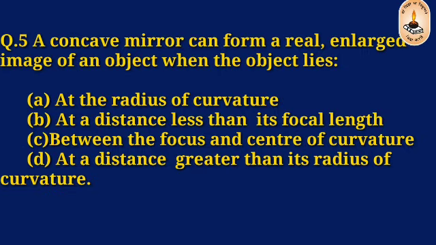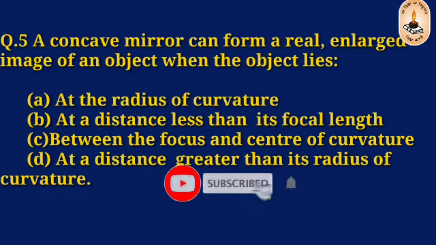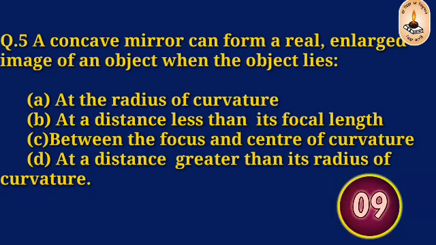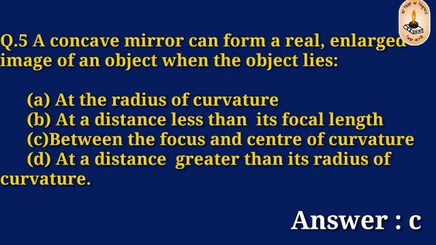Question number 5. A concave mirror can form a real enlarged image of an object when the object lies at the radius of curvature, at distance less than its focal length, between the focus and center of curvature, at a distance greater than its radius of curvature. The right answer is C, between the focus and center of curvature.